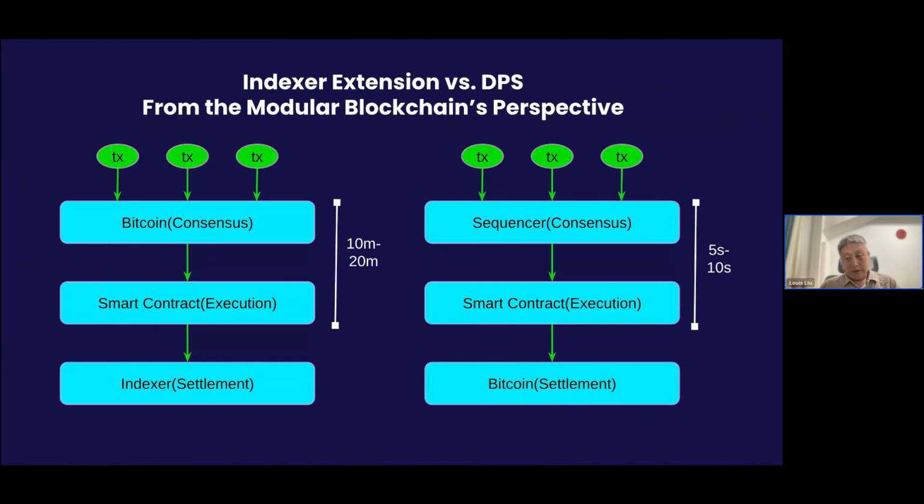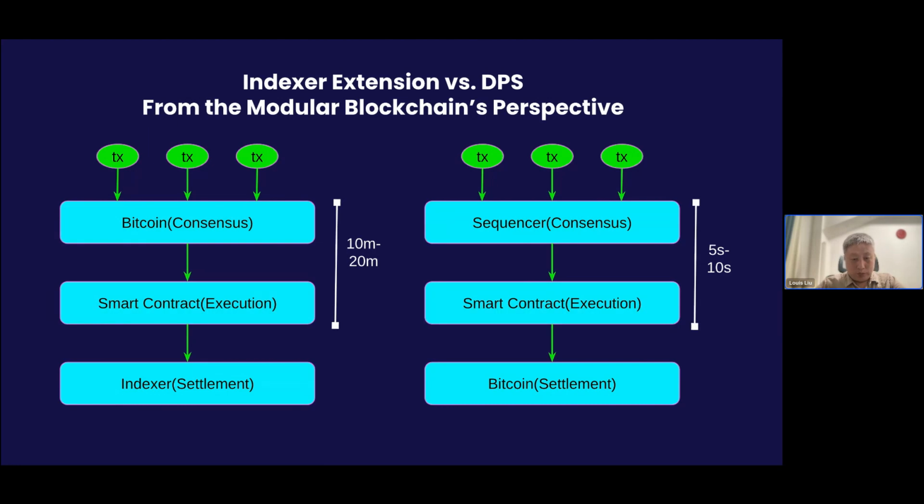And also, in the DPS paradigm, Bitcoin is the settlement layer. So the DPS execution layer is always compatible with open meta protocols such as runes and ordinals, and it can also use Bitcoin directly.